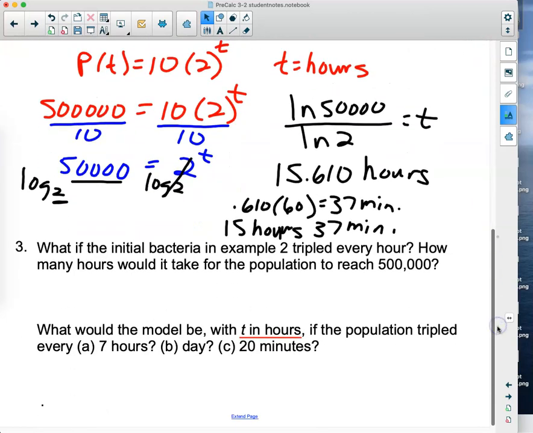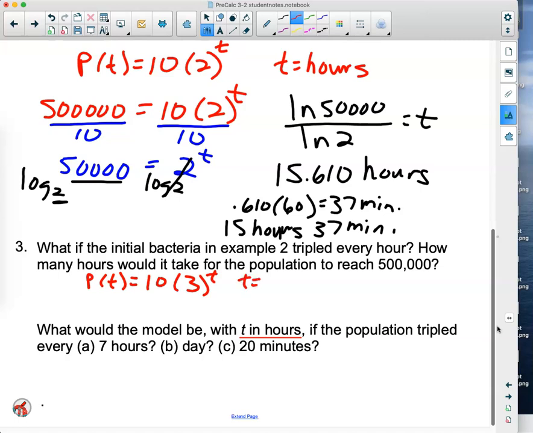Problem 3, still talking about Petri dishes here. What if the initial bacteria in example 2, so same amount that you started with, but now it triples every hour? Oh, well that's not a big change. And T is still going to be in hours. How many hours would it take to reach that 500,000? Well, obviously we're going to expect that to be less. But we realize the only thing that's changing here is that base is 3.